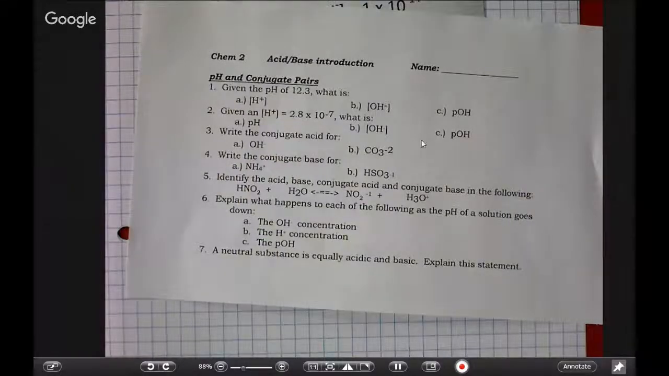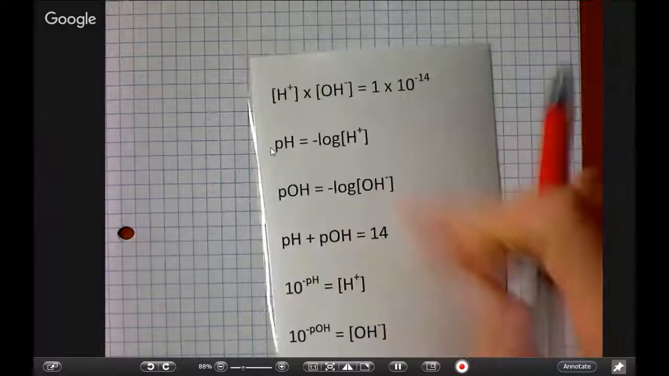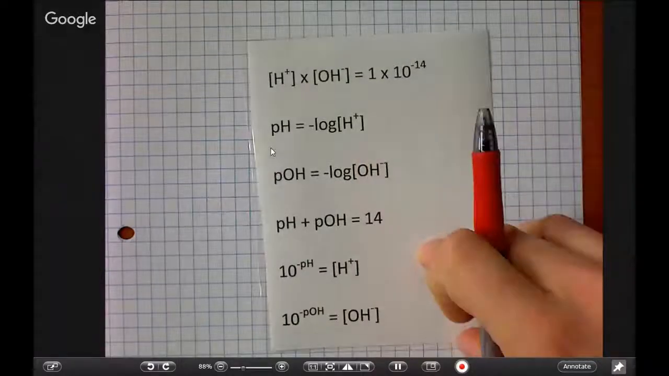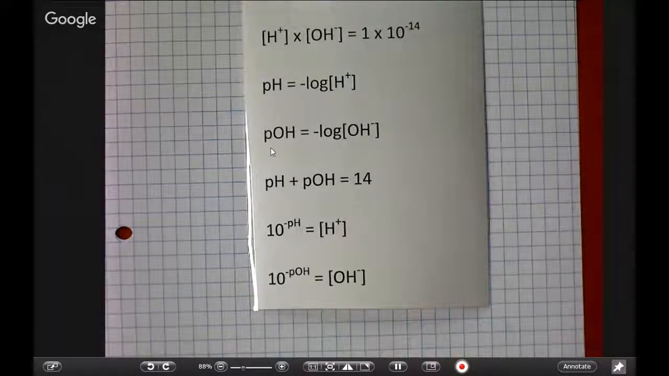Anyway, we're going to go over how to tackle some of these problems, and we'll look at a few more as well. What I showed you at the beginning of class is this quarter sheet that you can use for the quiz and assessment next week. It just outlines all of the equations that we were taught last week.